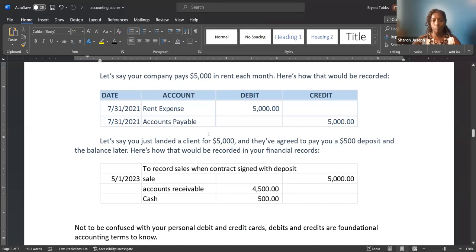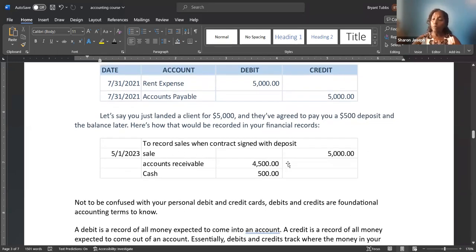Let's look at another example. Let's say that you just landed a new client for $5,000. They've agreed to pay you a $500 deposit and the balance later on. So here's how you would record this. We would record the sale, which is a credit to the income statement, and then we would record the receivables of $4,500 and the cash that we got as the deposit of $500. As we see, here's the T account. The left side, $5,000, equals the right side, $5,000. You've always got to make sure that your total debits equal total credits.